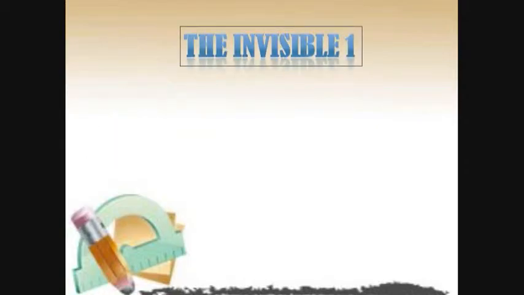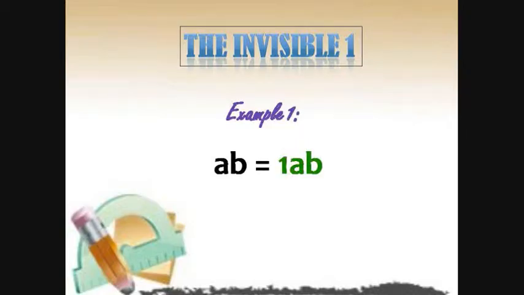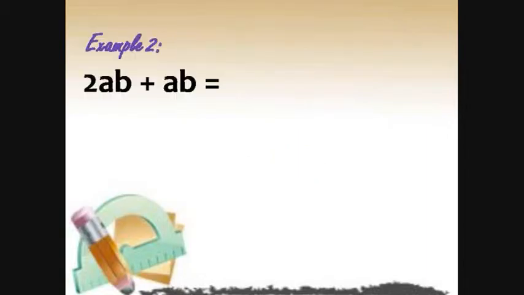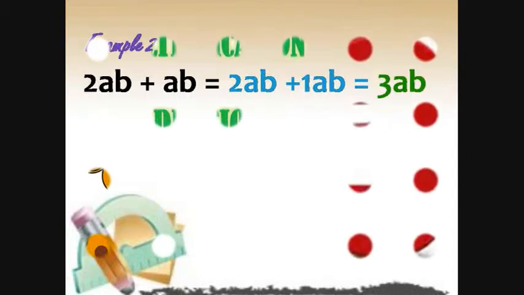The invisible one. Let's look at the invisible one in algebra. ab is equal to ab. ab is the same as 1ab. This means if we have just a letter without a number in front, an invisible one is assumed. 2ab plus ab is equal to 2ab plus 1ab. It also equals 3ab.